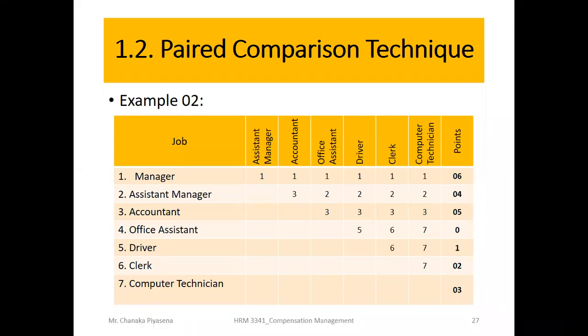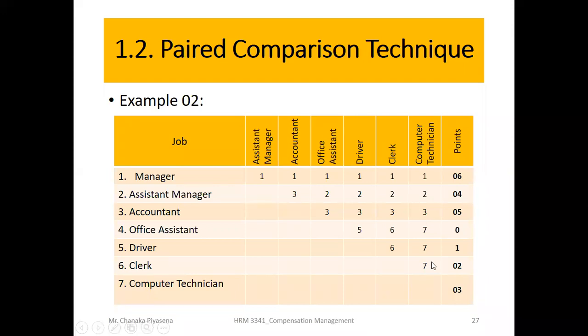Then the 6th one is clerk. It is represented by number 6. There are 2 times in our chart, number 6, in the 4th column, 4th row and 5th row. That's why under the clerk, number 6 gets 0.2 points. Computer technician is represented by number 7. There are 3 times in our numeric chart. That's why we put 0.3.